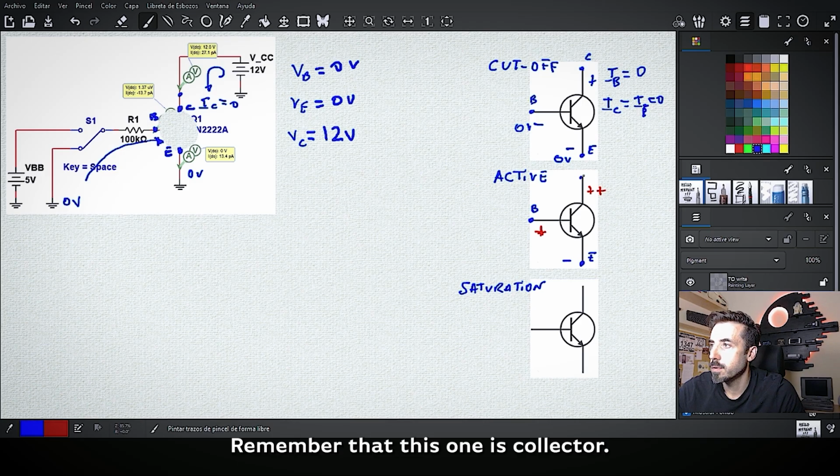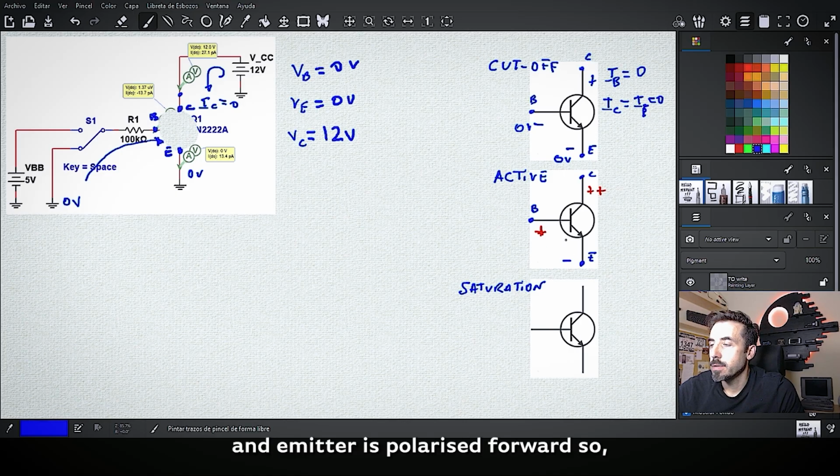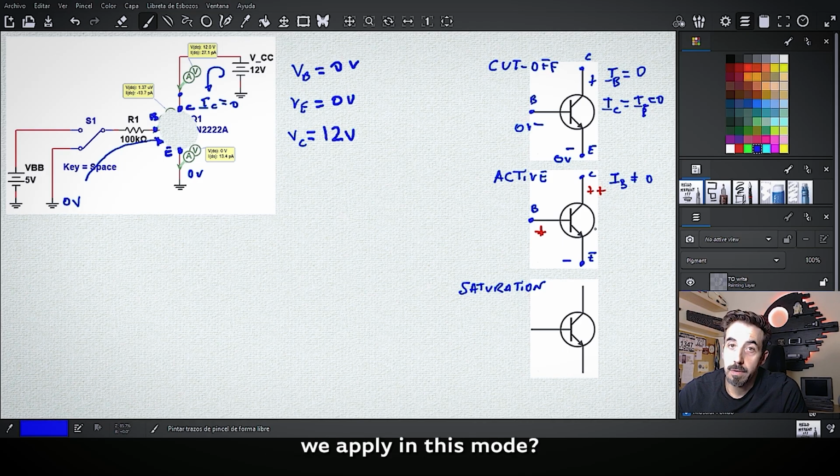Remember that this one is collector. Okay, so because the union between base and emitter is polarized in forward, you have current through the base. So the current through the base is no longer zero, so you are going to have current between collector and emitter. What kind of equation can we apply in this mode?